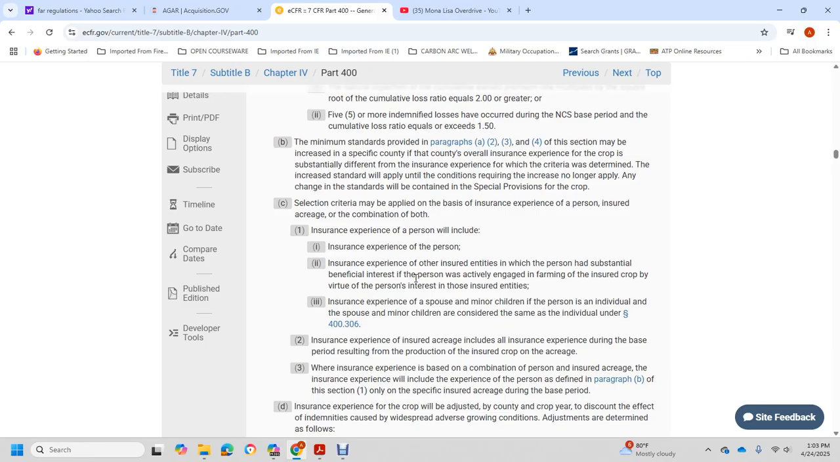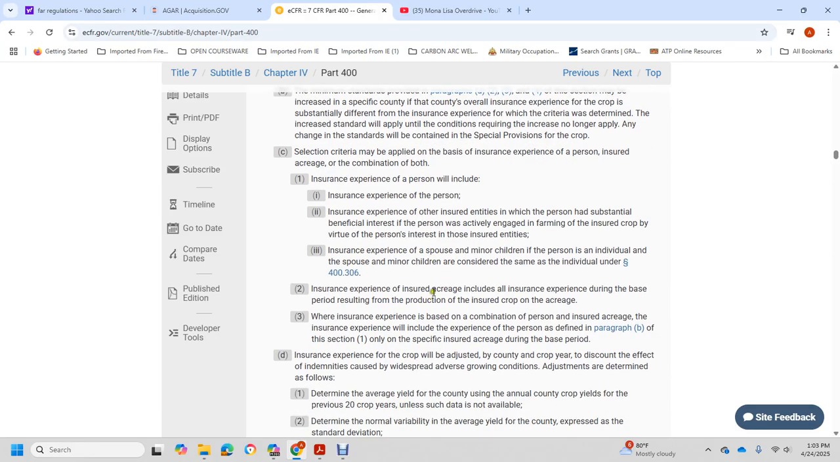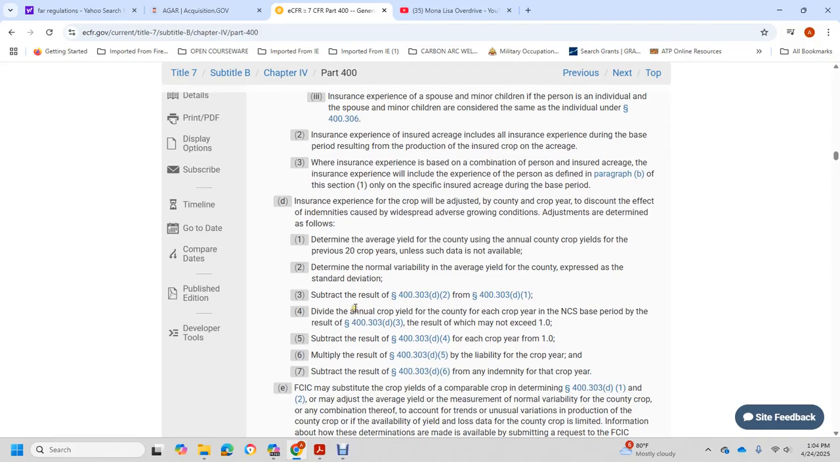The insured acreage includes all the insured experience in the database as a result of the production of the insured crop acres. The combination for the person's insured acres and insured experience will include the experience for the payment defined in paragraph B of section 1, with the specified increase for the acre, for the term of the base period for the increase in experience.